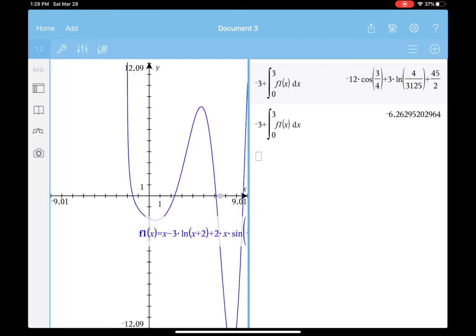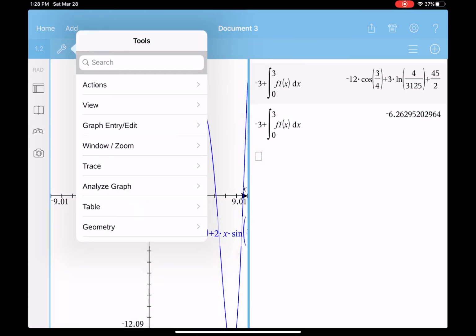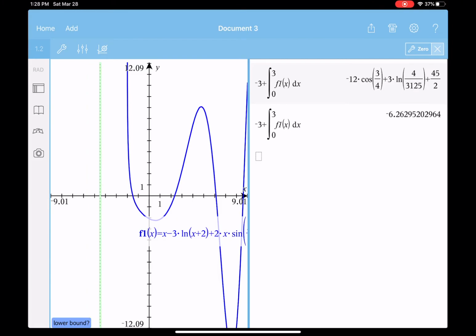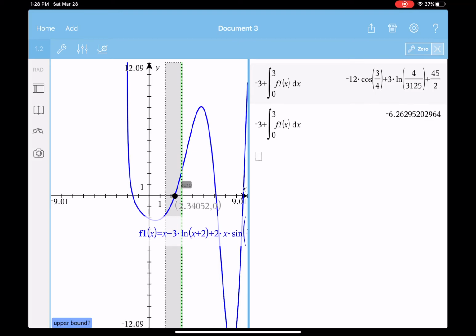Delete, yes. So this is cleaning it up a little bit. All right, and we just want some zeros here. We do the same thing that we did before for the zeros. We're going to go to the little wrench tool, and why did I choose table? I want to analyze the graph. I want zeros. I move this to the left of the first one on the right, and then we can see that the first place that this thing happens is 2.340.